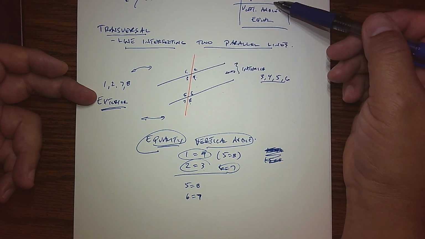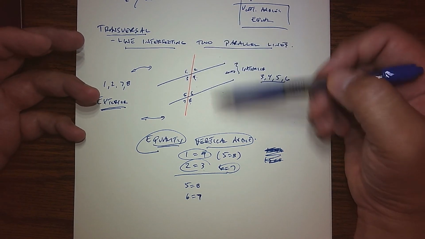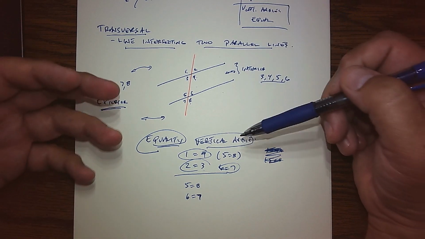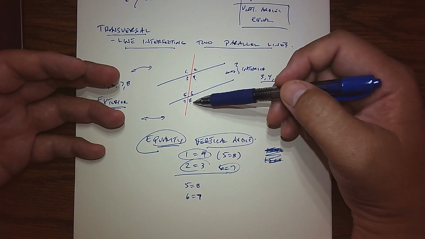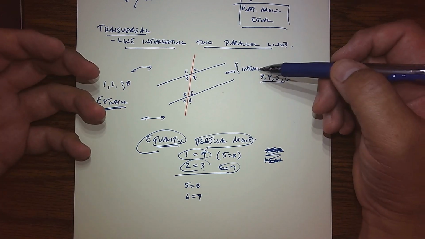And then because of the vertical angle concept we talked about, we have a lot of common situations. We have at least 4 different equalities: 1 is equal to 4, 5 is equal to 8, 2 is equal to 3, and 6 is equal to 7. Of course, there's much more to this due to geometry.